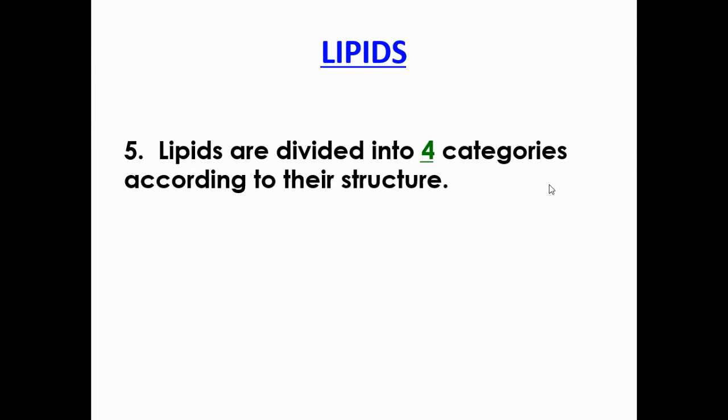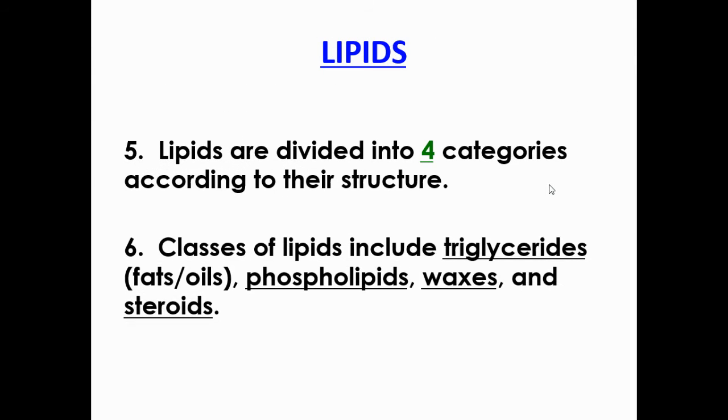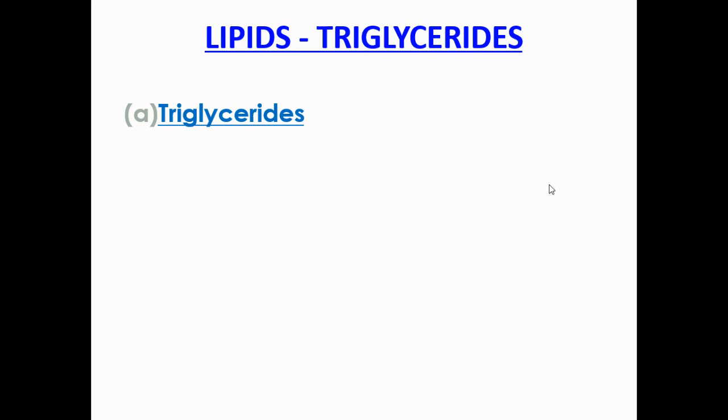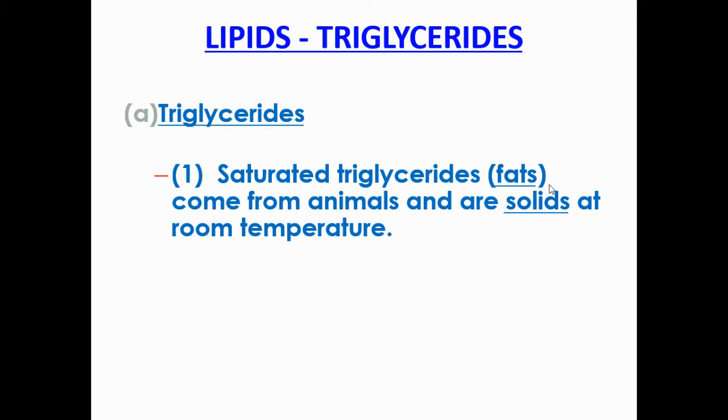Lipids are divided into 4 categories, and that's according to their structure. Classes of lipids are going to include triglycerides, which are your fats and oils, phospholipids, waxes, and steroids. The triglycerides, we'll do those first.